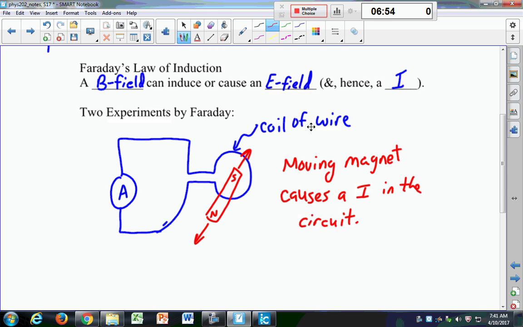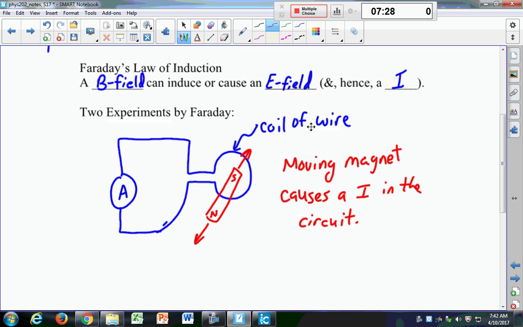So watch. As I pull it out, and then when I put it in, now notice the magnet is inside the coil here, and there's no current. But that doesn't make sense because I said that a magnetic field will create a current. So what's the deal? I have a magnetic field around the wire. Why is it not generating a current? Why do I have no current when there's a magnet inside the coil of wire?